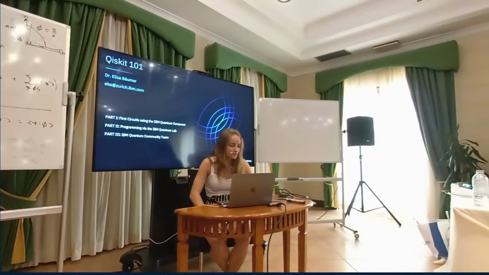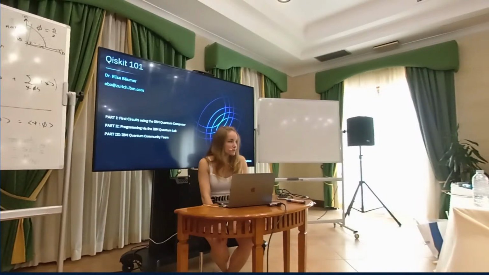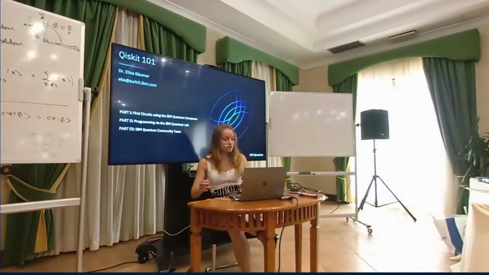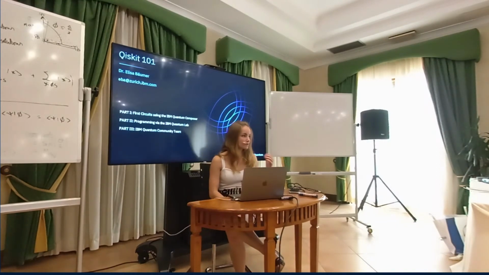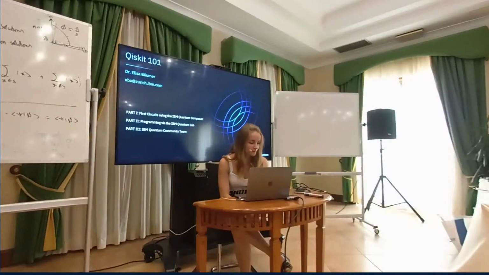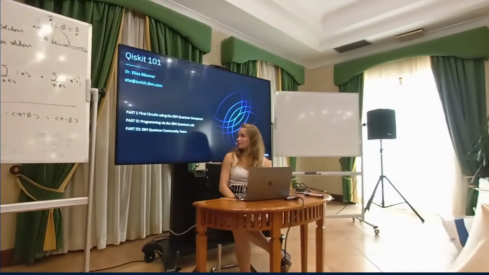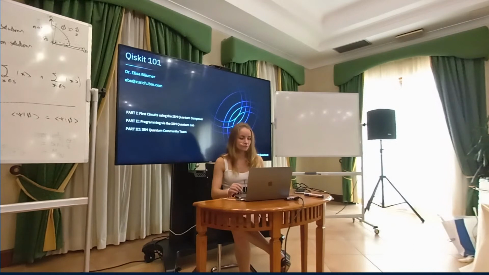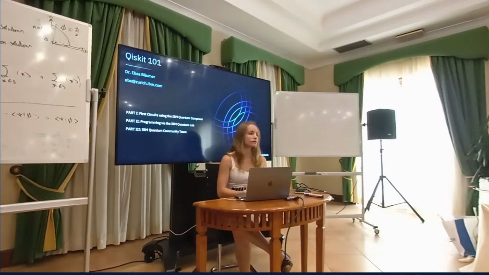You will see that. Then in the second part, I'm going to show you how we can do more advanced things, so how we can actually program using the IBM Quantum Lab. I will show you first how to do basic circuits, but then we will also implement Grover's algorithm, which is the one that Zoe was just introducing. And then in the third part, I will very quickly introduce what the IBM Quantum Community team does, which is the team that I'm working for, and how you can learn more about quantum computing and programming with Qiskit in general.